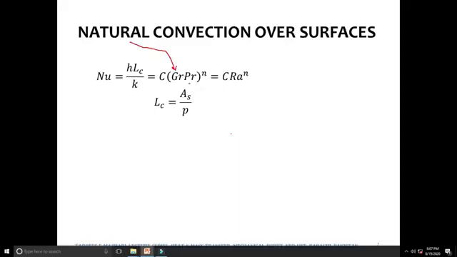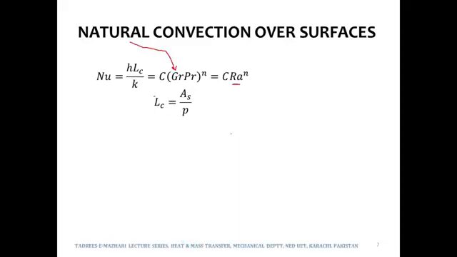So the expressions would have the same form. Instead of having a Reynolds number, we would have Grashof number, and that product of Grashof and Prandtl is termed as Rayleigh number. So Ra is in fact Rayleigh number. And we all know what this characteristic length is. It is the ratio of the area to the perimeter. Sometimes we also calculate the characteristic length using volume over area. So we will come across those things while we are solving the problems.